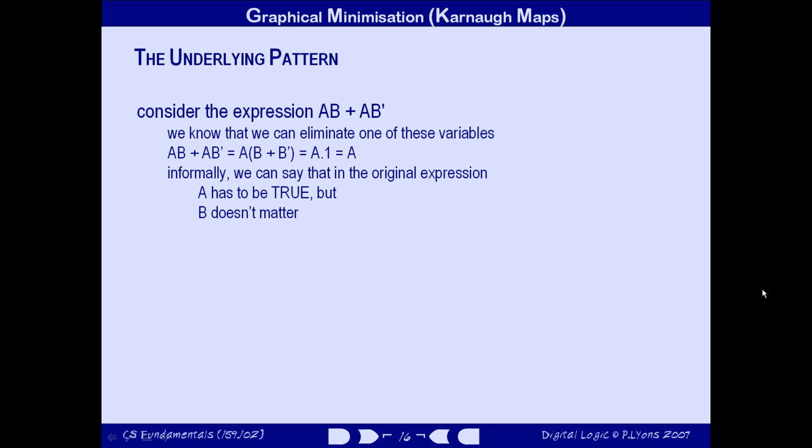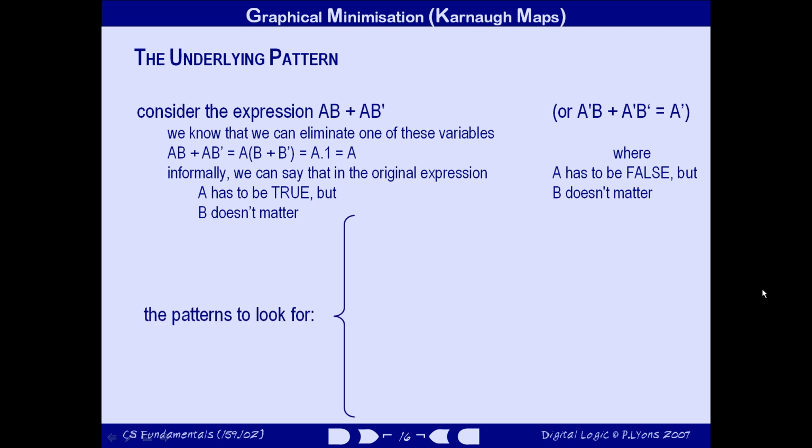This pattern comes in 3 flavors. For example, the first term could be inverted. We could have a and not b, or not a and b, which would reduce down to not a. On examining the expression, we could say that it's saying that the first variable has to be false, but the second one doesn't matter. So, let's write down the patterns that we're interested in.